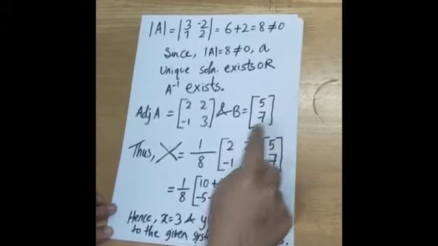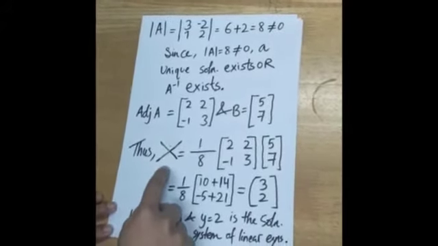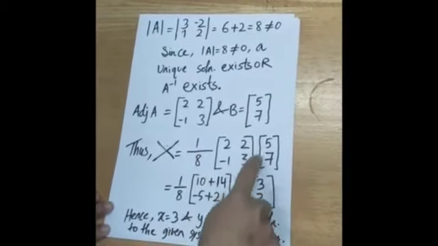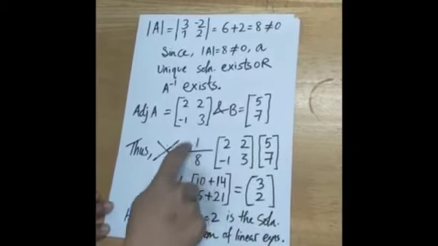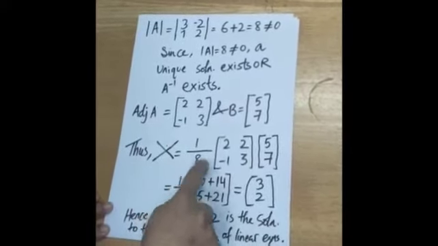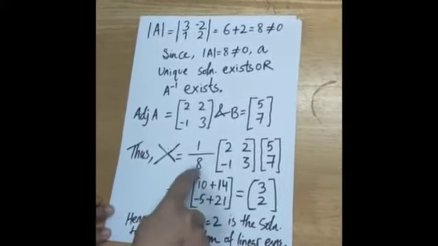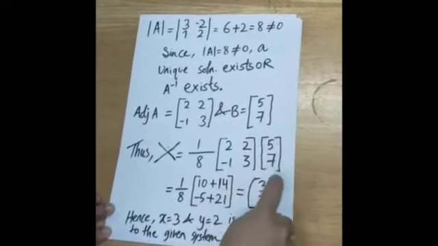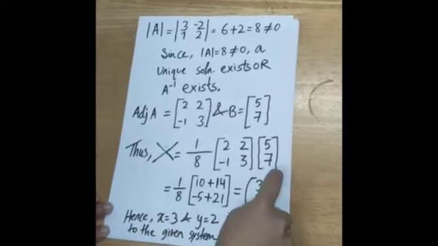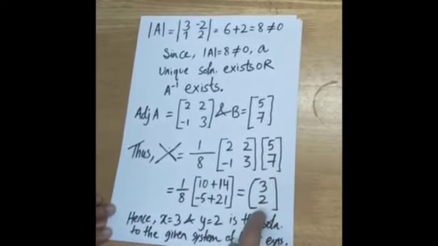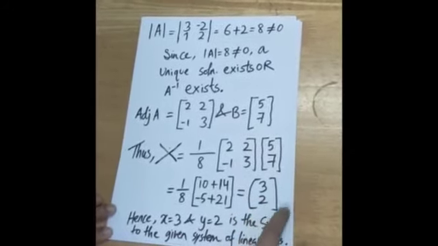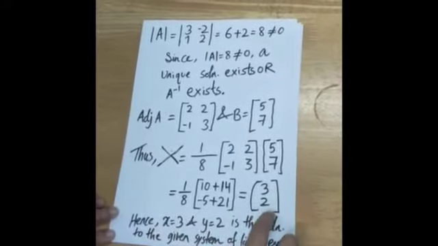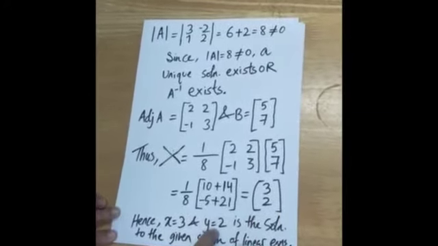And like we saw on the previous page, X is equal to the inverse of A times B. This is 1 by 8, the 1 by determinant part, this is our adjoint matrix, and this is our constant matrix. So when we multiply these three, we get our solution. And 3 is our variable x and 2 is our variable y.